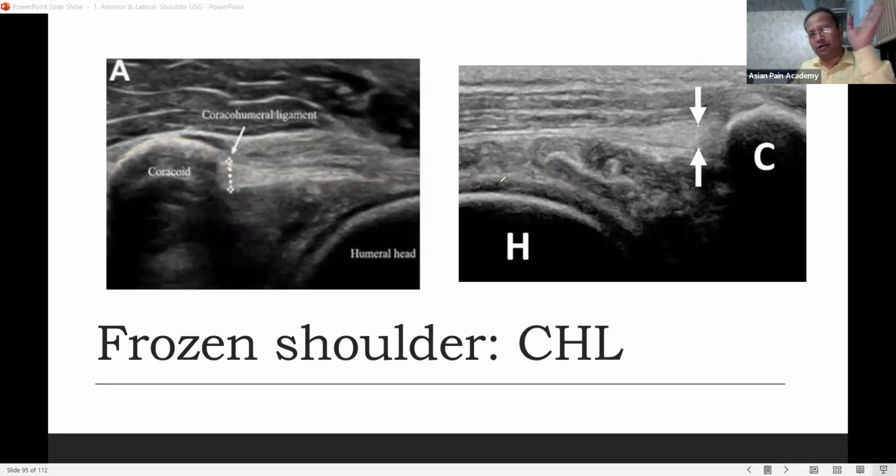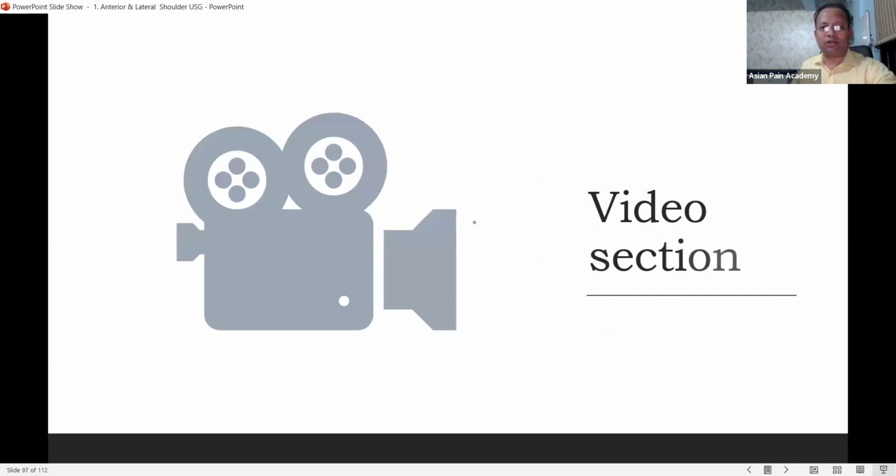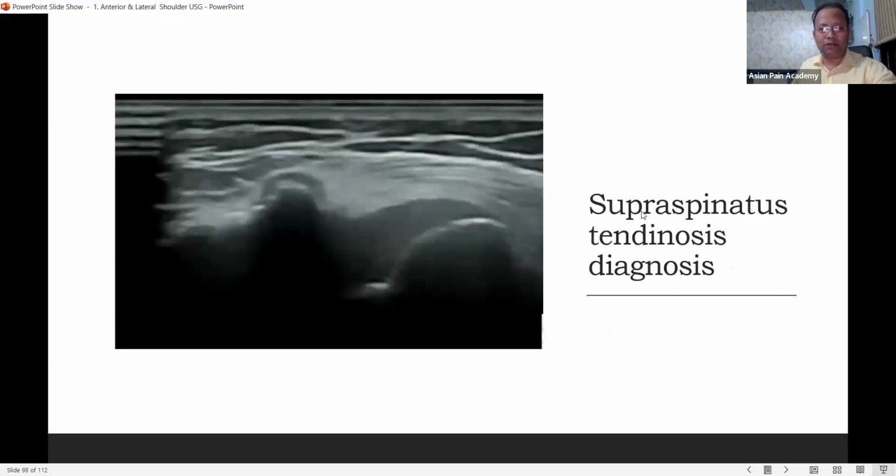The coracohumeral ligament is seen directly over the rotator cuff interval. Calcification: the coracoacromial ligament can also have calcification. Last day I showed you the coracoacromial ligament. So this ligament can also have calcification, but these are not very common. So let us see some videos here.